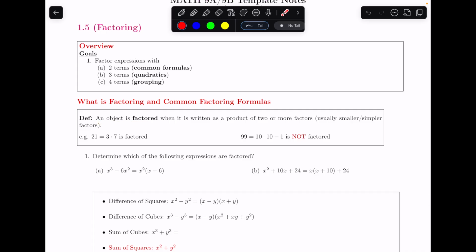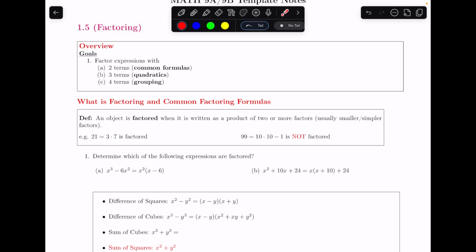Okay, so what does it mean for an object to be factored? Well, when I can write it as a product of 2 or more factors, and usually those have to be simpler and smaller things than what we started with, then we call the thing factored. So for example, I can write 21 as 3 times 7. And those are smaller and simpler than what I started with. So this is called a factorization. In fact, I noticed that 3 and 7 are both primes, so I can't really split this up further. So I would call this fully factored.